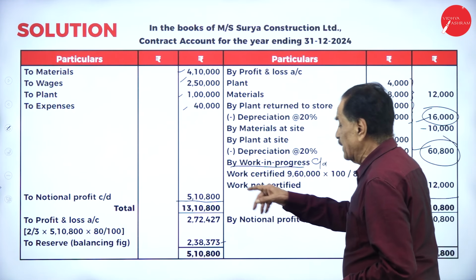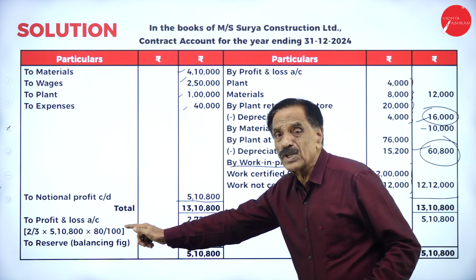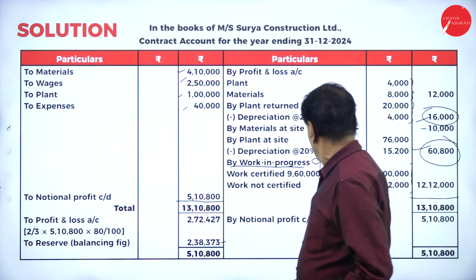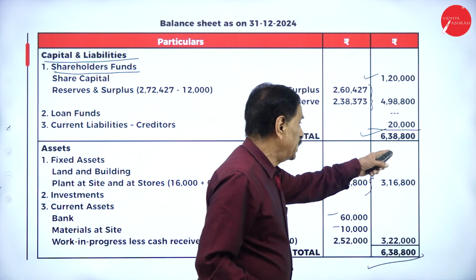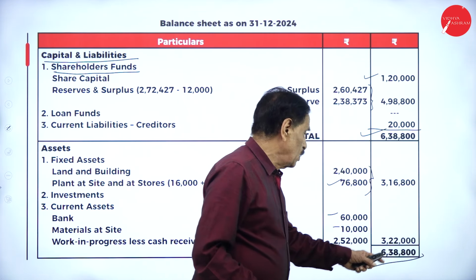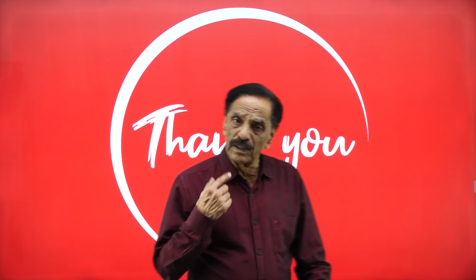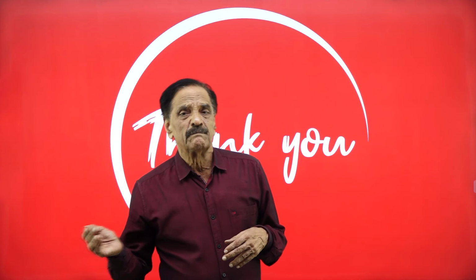13,10,800. The difference is 5,10,800, which is considered as a notional profit. Carried down, it should be brought down here, then it will work out like this. Surplus, totally 6,38,800, totally 6,38,800. Hope you understand this. So given the trial balance, you prepare the contract account and a balance sheet.